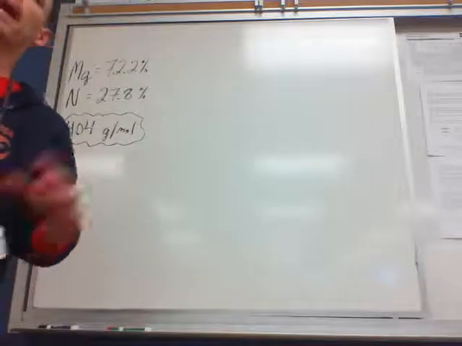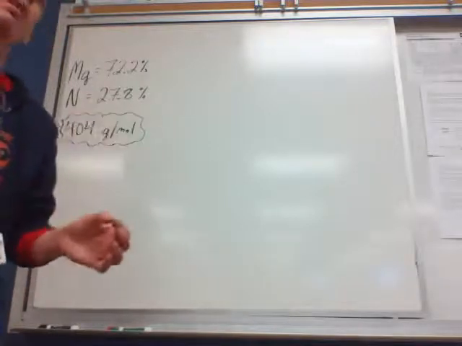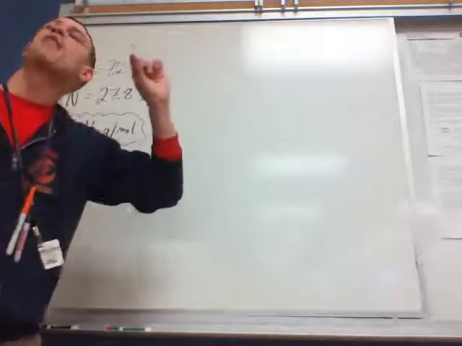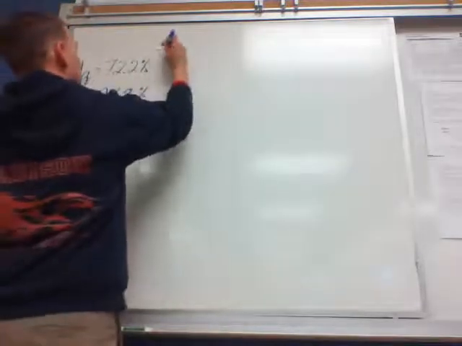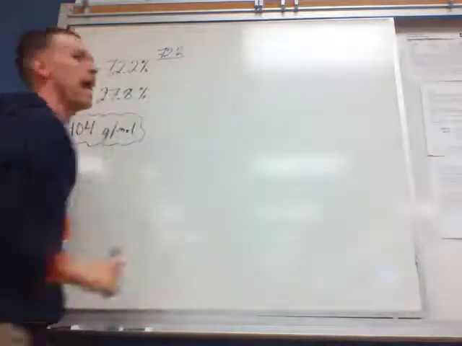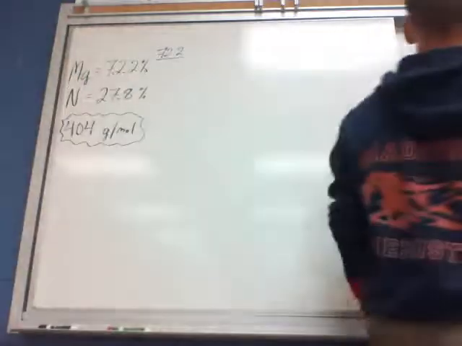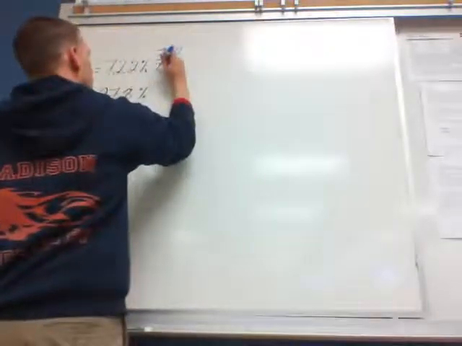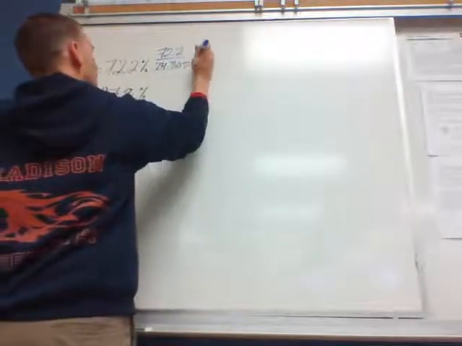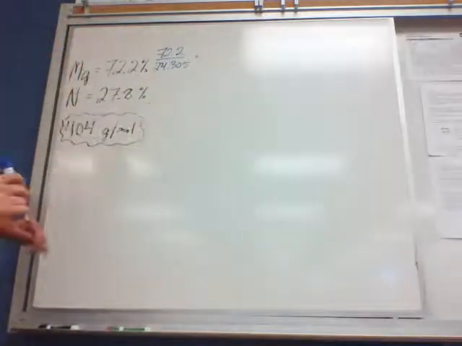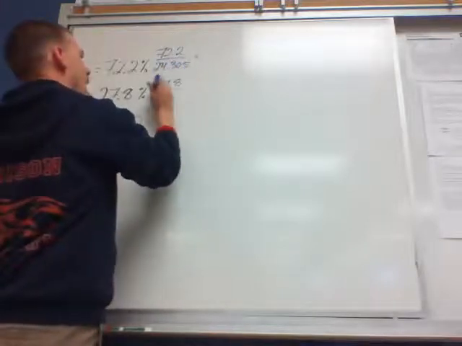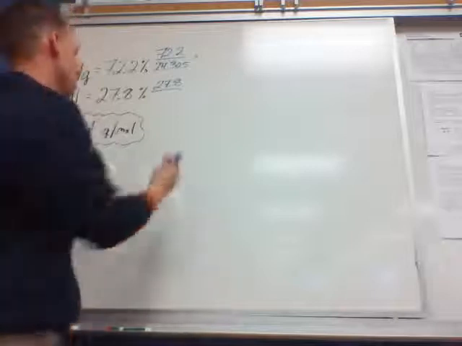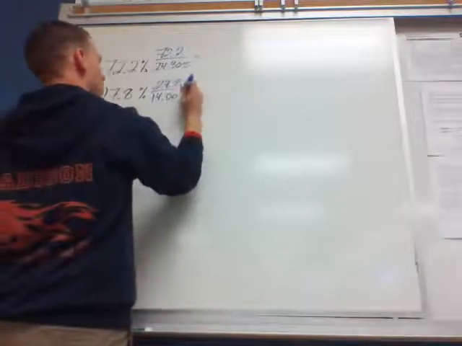All right, let's work together. Back to the cheat sheet. What is the empirical formula is the question. Step 1 says divide the given percentages by the PT masses of the elements. Magnesium's given percentage is 72.2. I want to divide that by magnesium's mass of 24.305. Nitrogen's percentage is 27.8. I want to divide that by his PT mass of 14.007.